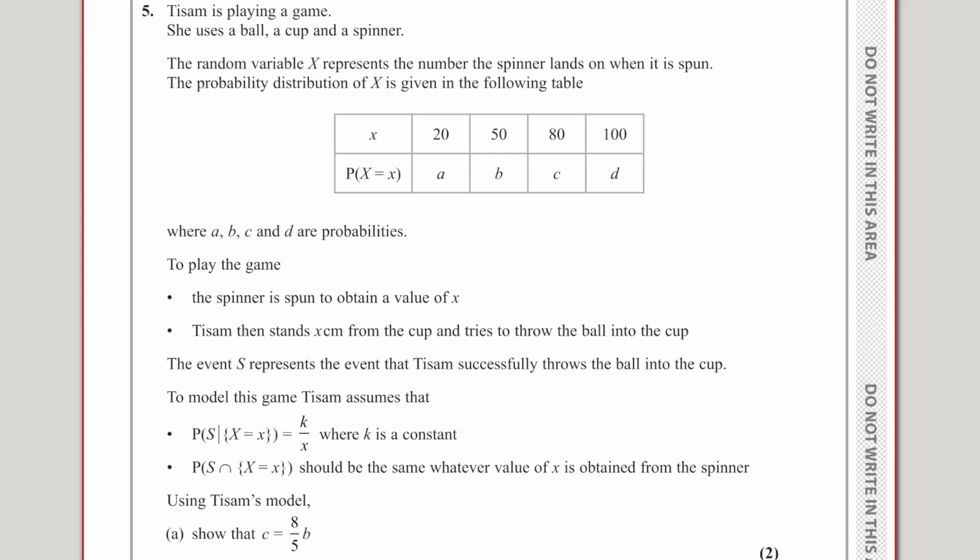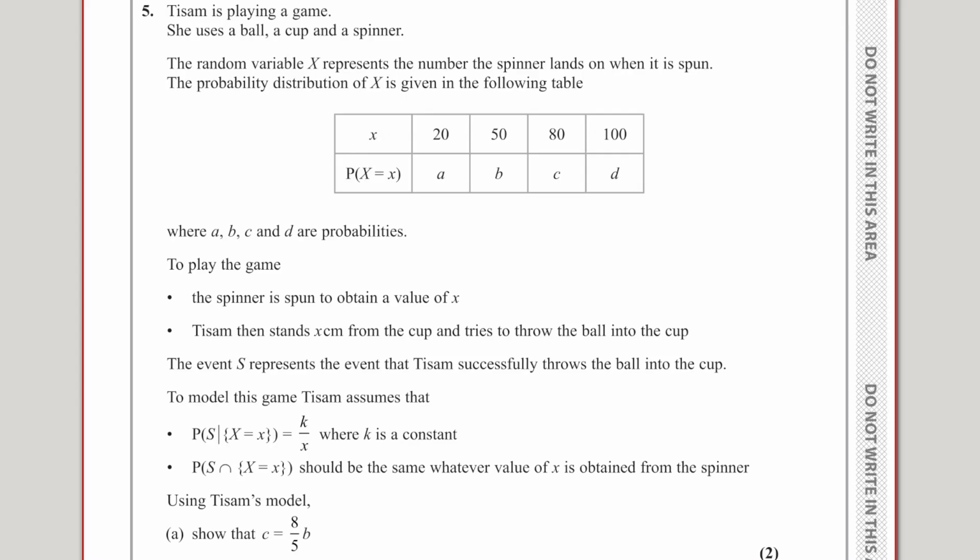To play the game, the spinner is spun. Tissam then stands x centimeters from the cup and tries to throw the ball into the cup. The event S represents the event that Tissam successfully throws the ball into the cup. To model this game, Tissam assumes that the probability of S given X is K over X, where K is a constant. The probability of getting S is K over X, where K is the same for all of the X's.